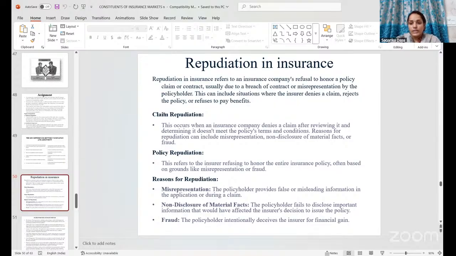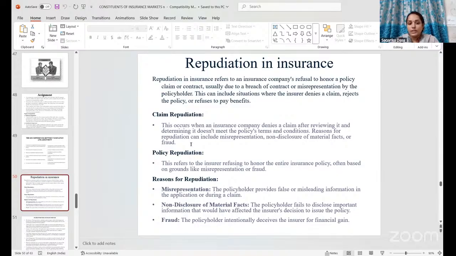Claim, which we also call claim repudiation. Claim repudiation occurs when an insurance company denies a claim after reviewing it and determining it doesn't meet the policy terms and conditions. Now, if a policyholder requests a claim with the insurance company, the insurance company will verify the insurance policy's terms and conditions. If the policyholder doesn't meet the policy terms and conditions, then the insurance company will not give the claim amount to the policyholder. It will deny the claim.